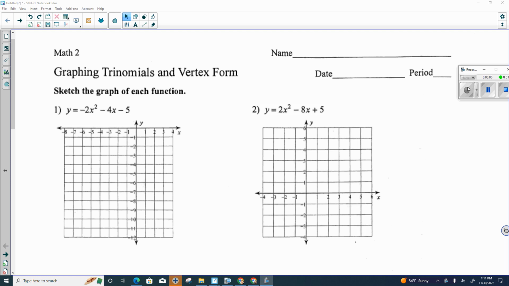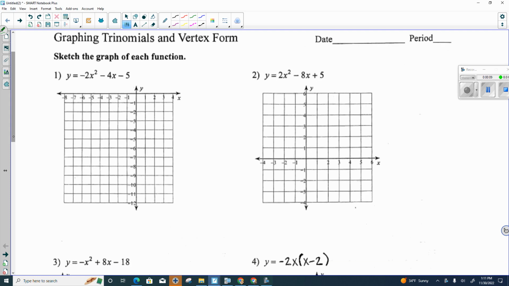There we go. I have not done videos yet this trimester, but I feel like some of you are going to need this. So I'm going to review how you take a quadratic formula that is in standard form, which these two are in standard form, which is ax squared plus bx plus c. Remember, a cannot equal 0.